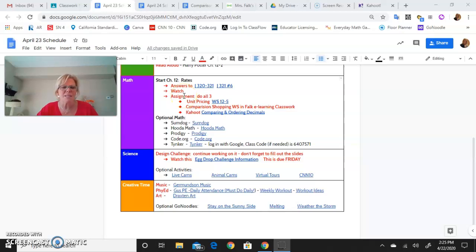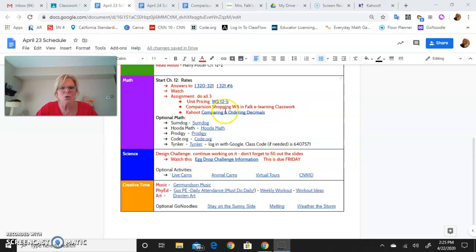But for your assignment today, it's kind of a quiz on two things really. So unit pricing, this is a worksheet where you have to figure out the unit prices. This is another worksheet and it's in our Falk e-learning classwork on comparing prices. So you have to find the unit prices and then compare to see which is the best deal.